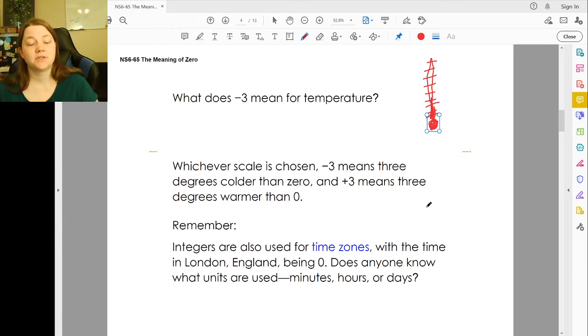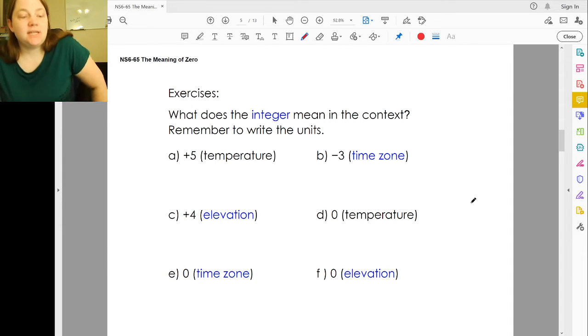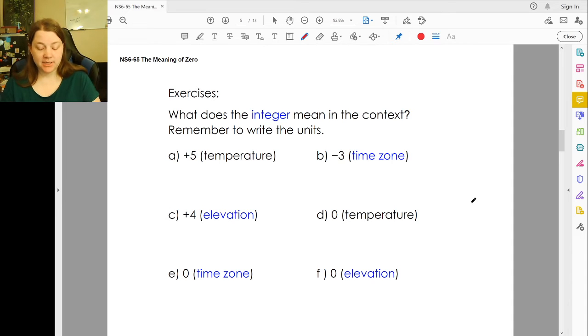Integers are also used for time zones. The time zone in London, England is 0. Units being used there are in hours because you shift by 1 hour for each time zone. So let's talk about what the integer means in each context. So +5 for temperature means 5 degrees above 0.